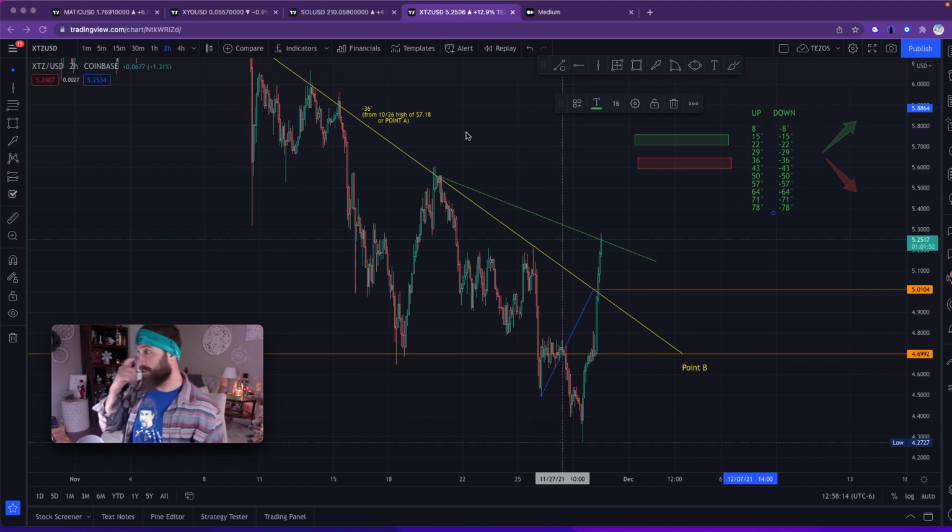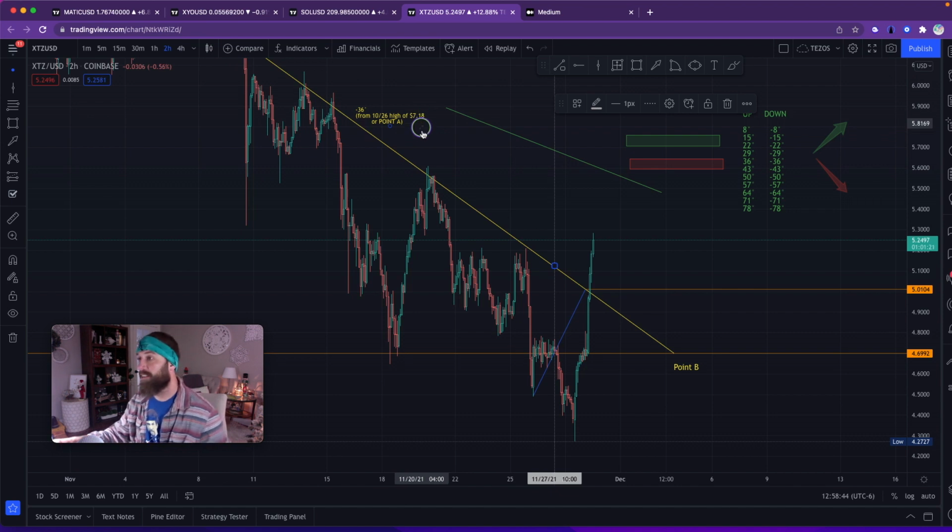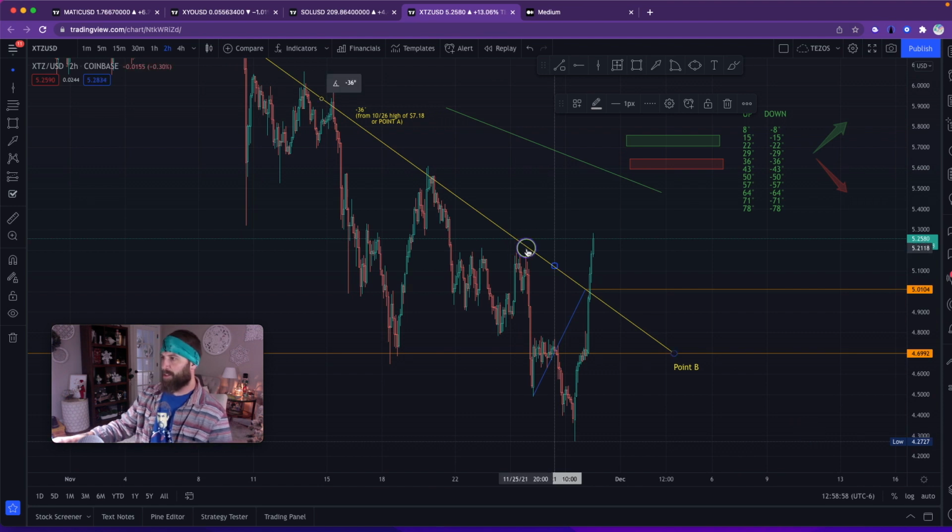It is not hard to see what's happening with Tezos at the moment. To recap what we talked about on the 27th, we were reacting to this minus 36 that you see here in yellow coming from point A. Point A was on October 26th, at a price of $7.18. Here is point B. After price comes up to the 36, which was actually on the 25th, it came down to the $4.50 level. This is where we started looking at it.